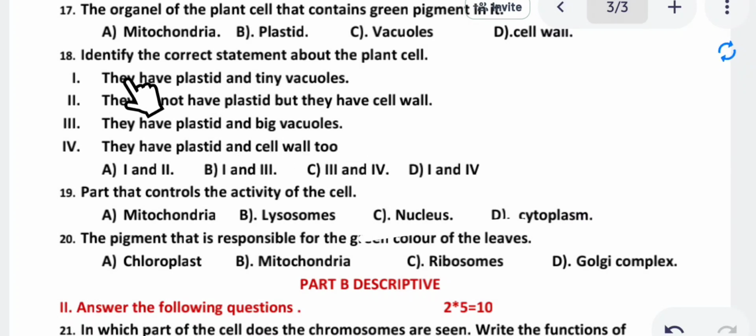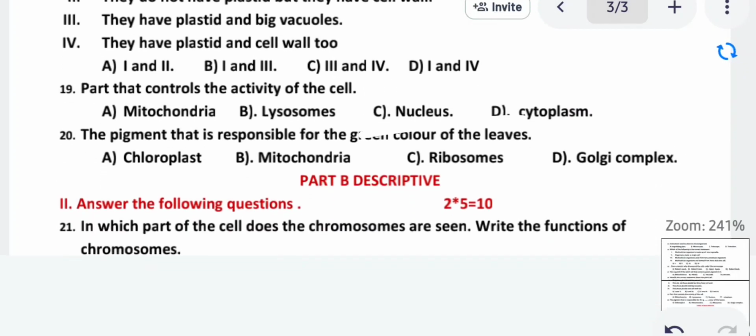Here the first statement, they have plastid but tiny vacuoles. This is wrong, because plant cell has plastid, whereas tiny vacuoles are not present there. They do not have plastid, so the second statement is wrong. Let's see the third one. They have plastids and big vacuoles. This is true, because they have plastid and the big vacuoles are present in the plant cell. They have plastid and cell wall too. Cell wall is present. So the answer is third and fourth one, and that gives option C, 3 and 4. These 2 statements are correct.